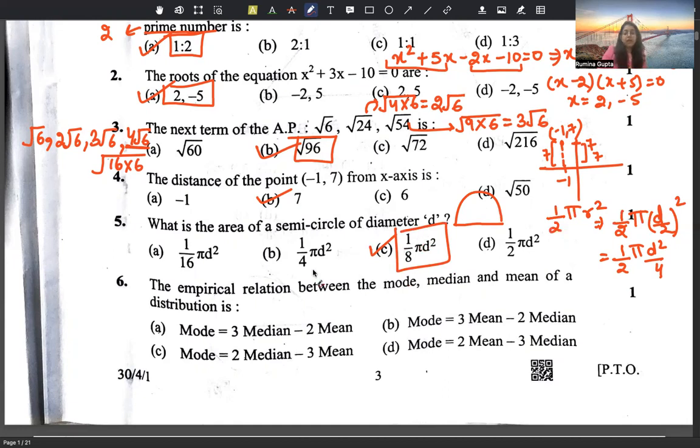That is your correct answer. Clear? Now a direct formula, which you must have read in stats. Even such a simple question is coming: the empirical relation between the mode, median and mean of a distribution is. So, 3 median is equal to 2 mean plus mode. This is the formula I have.